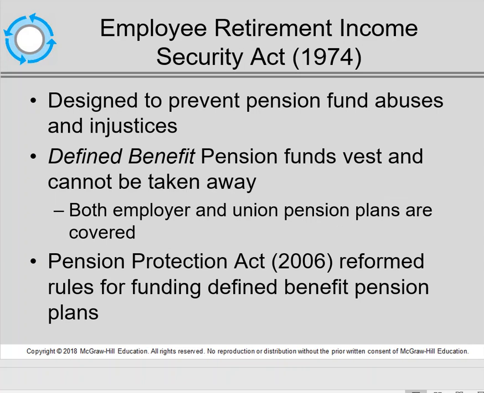Now, many people think ERISA, the Employee Retirement Income Security Act that was passed in 1974, guarantees a pension to all employees. That is not the case. However, what ERISA does regulate is both the management and vesting of established retirement plans. Vesting is the employee's legal right to a pension, which cannot be taken away once vested.